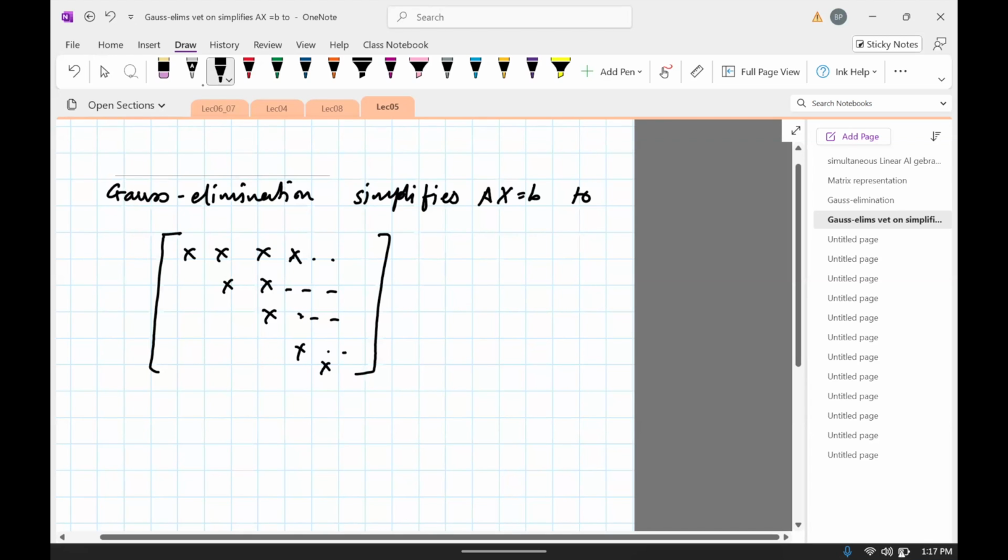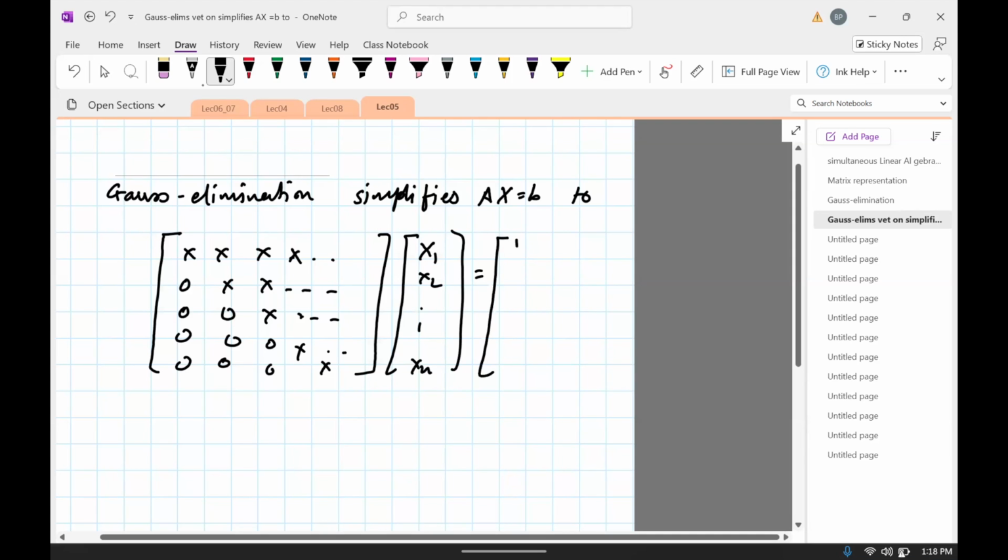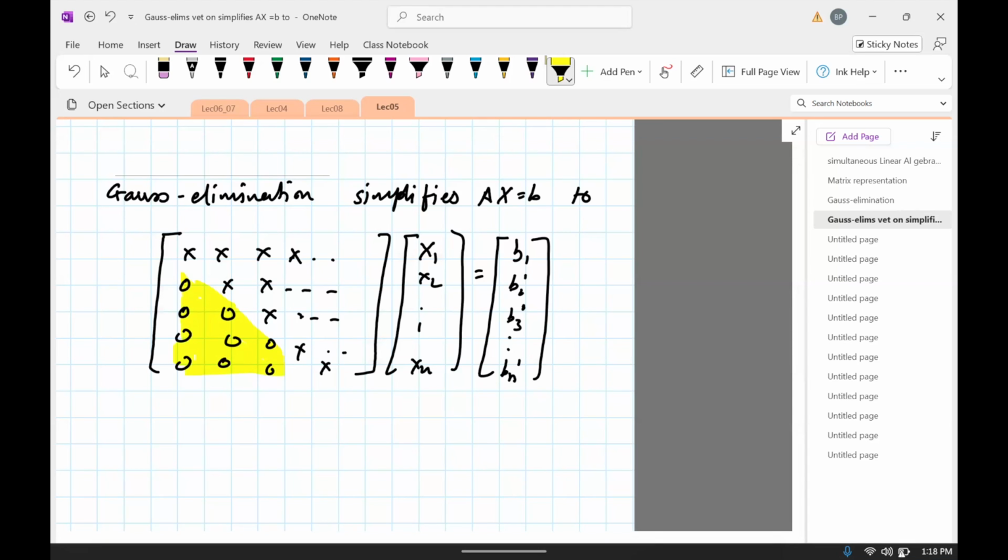So x is all over the place, but there are zeros in the lower diagonal, and then we have x1, x2, and so on, xn, and then these b's need not be zero. So b1, b2 prime, b3 prime, and so on till bn prime. The key thing is that there are zeros. So how do we do this sort of magic? How do we get to zeros in the lower diagonal?